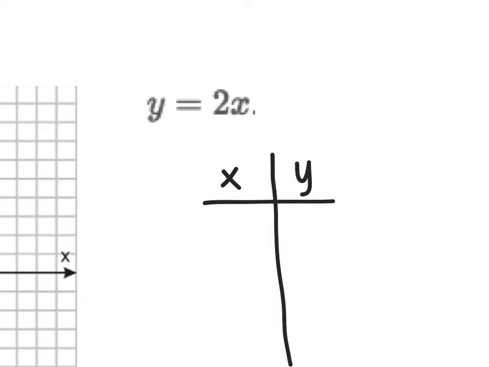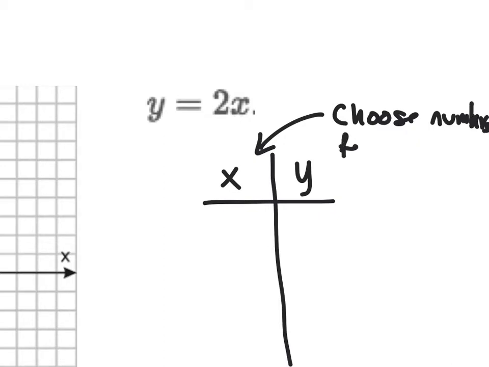Now, in order to get some points, I have to choose numbers for x. Typically the numbers that I choose are really easy numbers to operate with.